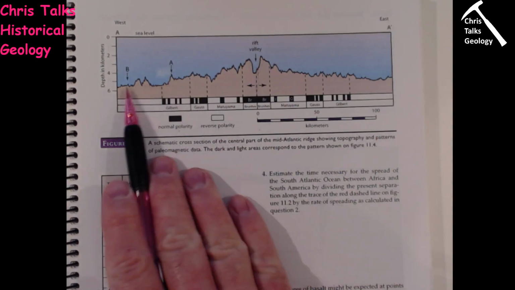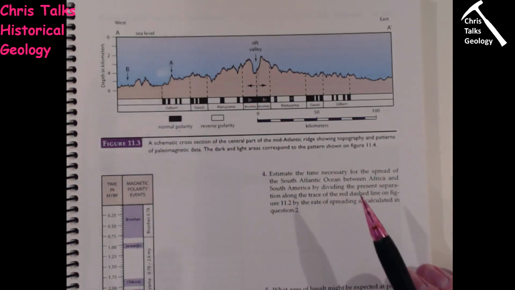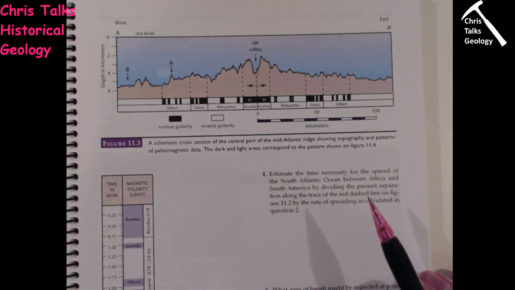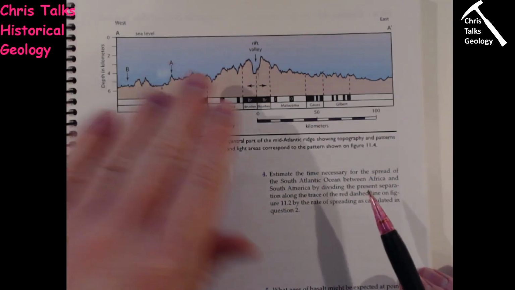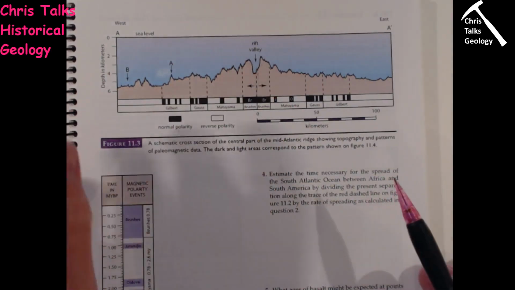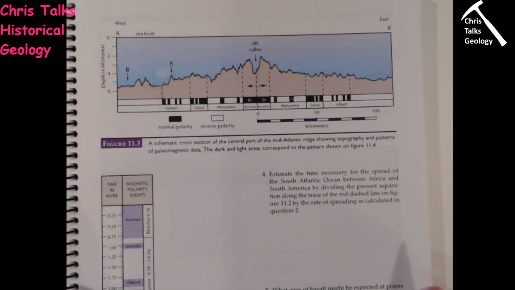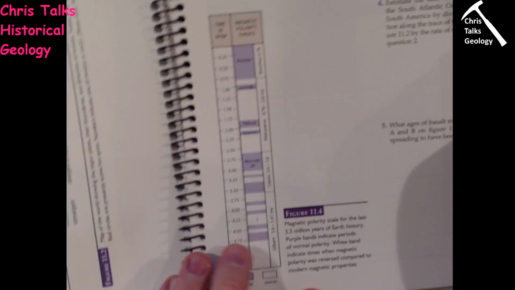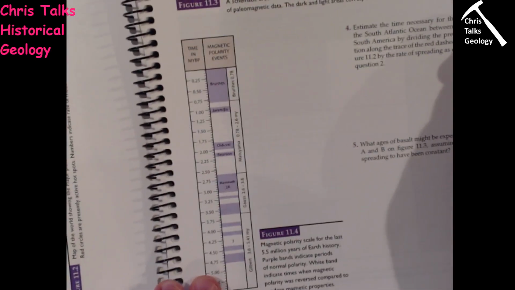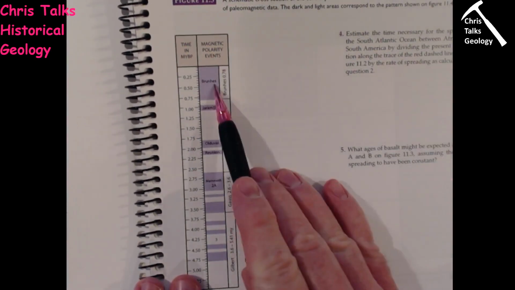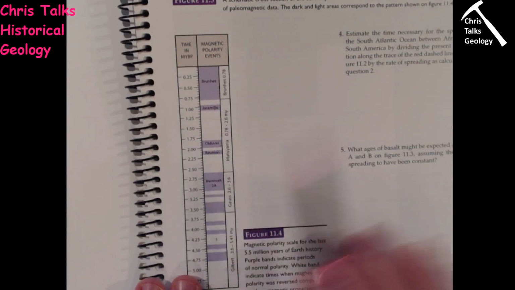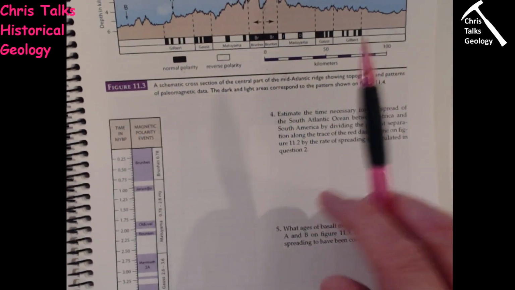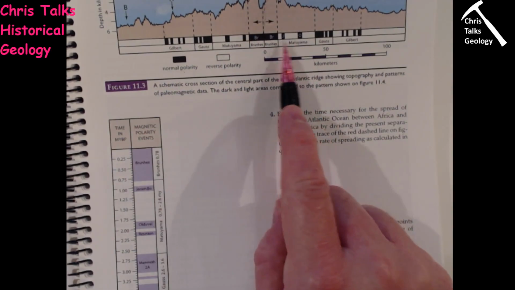Points A and B have been picked out here purely for a later question, so we don't really need to worry about A and B right now. We can pick anywhere. The other thing that we have for this question is figure 11.4, which is this one down here. What you'll notice is these purple bands here correspond to the black bands here.